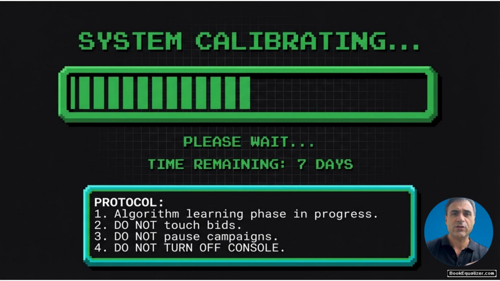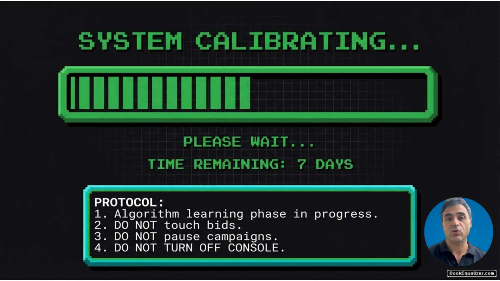Rule 2. Do not touch bids. I know it's tempting. You see low performance in the first few days and want to adjust. Don't. Let the algorithm learn. Rule 3. Do not pause campaigns. Even if a campaign looks like it's underperforming, leave it running. The data from those early days feeds into future optimization.